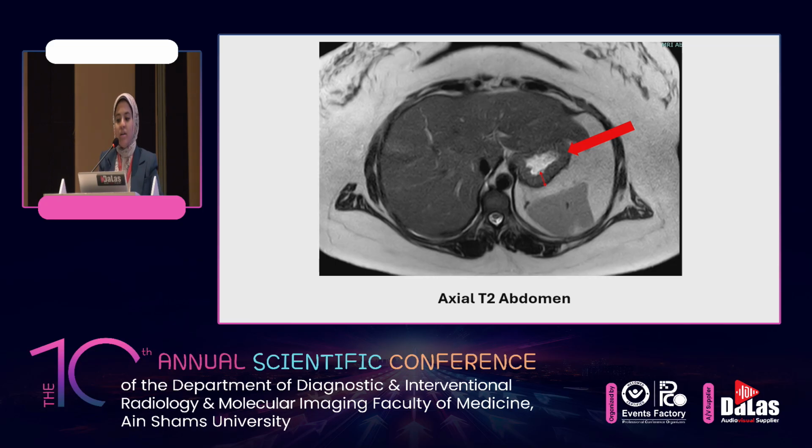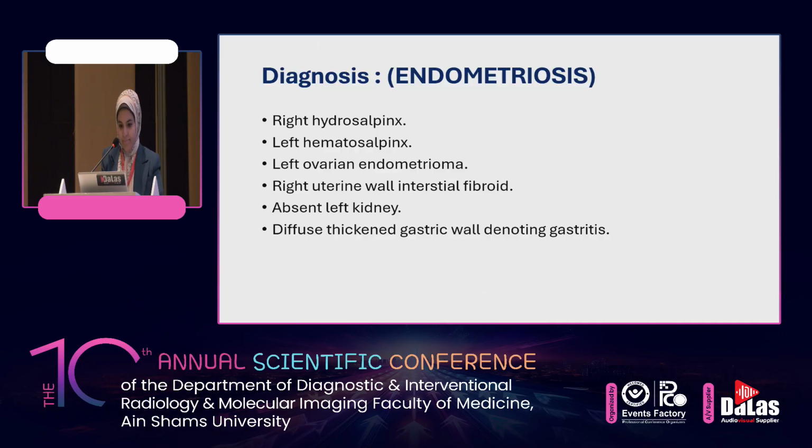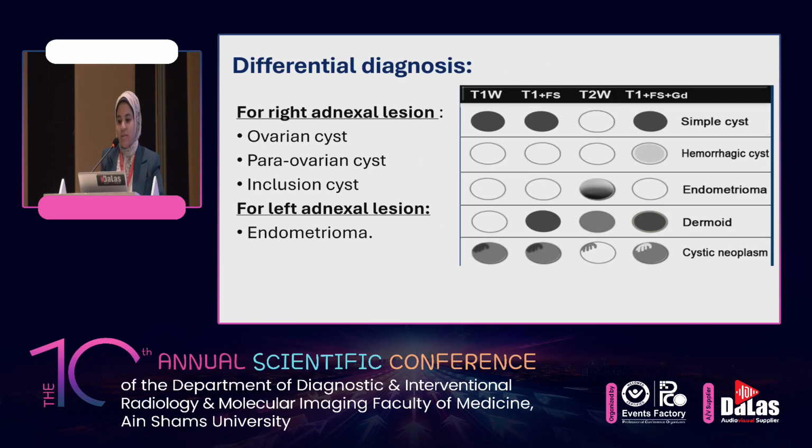Abdomen cut reveals absent left kidney, and the gastric wall shows mild diffuse thickening denoting gastritis. So our diagnosis for this case is endometriosis, right hydrosalpinx, left hematosalpinx, left ovarian endometrioma, right uterine wall interstitial fibroid, absent left kidney, and gastritis. Our differential diagnosis for the right adnexal cystic lesion was ovarian cyst, para-ovarian cyst, inclusion cyst. And for the left adnexal lesion, it is endometrioma, according to different MR sequence signal.